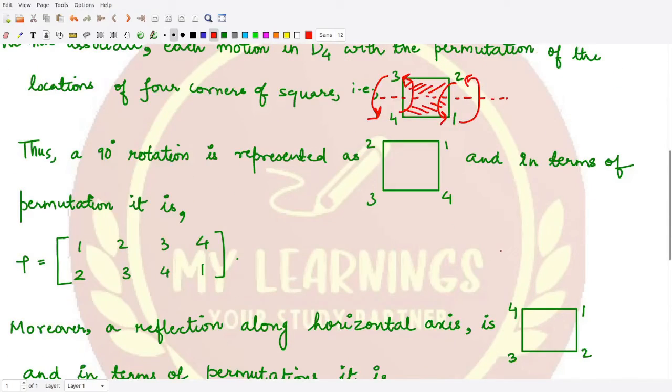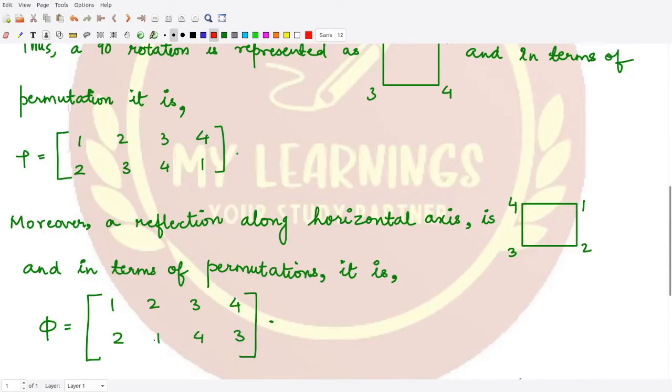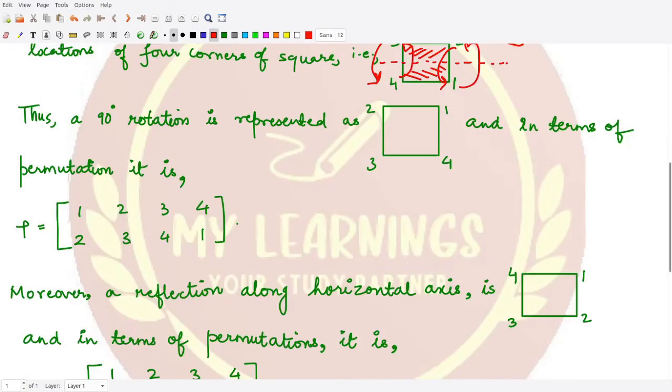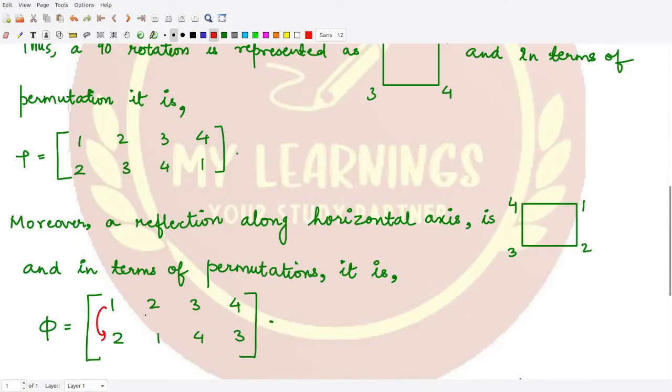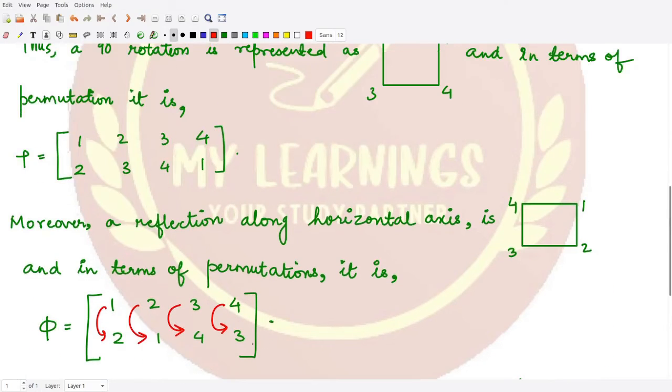Therefore, after performing this reflection along the horizontal axis, our square now becomes 1 would come here, 2 would come here, 3 would come here and 4 would come here, as I have shown you in this figure, correct? So the permutation now becomes 1 would go to the place of 2 and 2 would go to the place of 1, 3 would go to the place of 4 and 4 would go to the place of 3. This is another permutation, which we are calling phi.